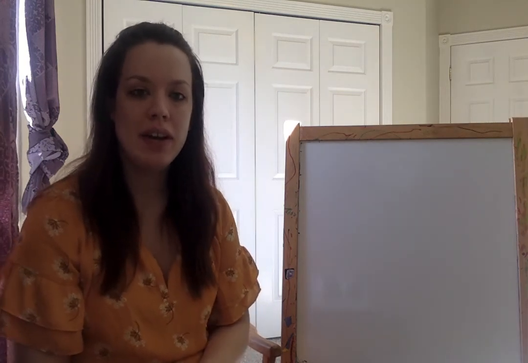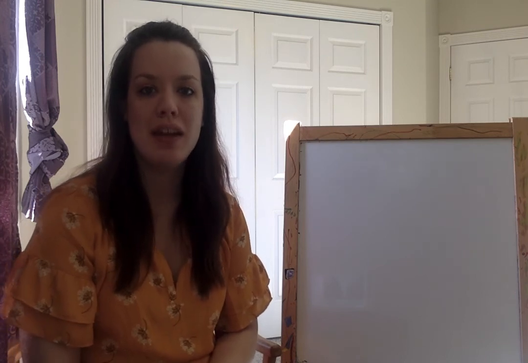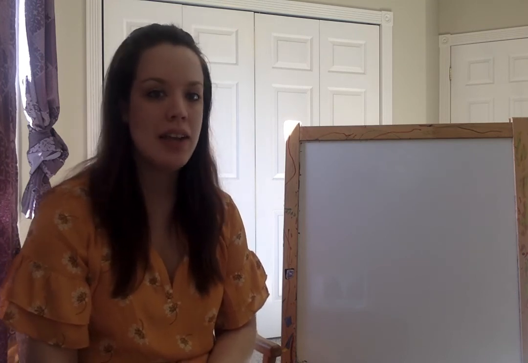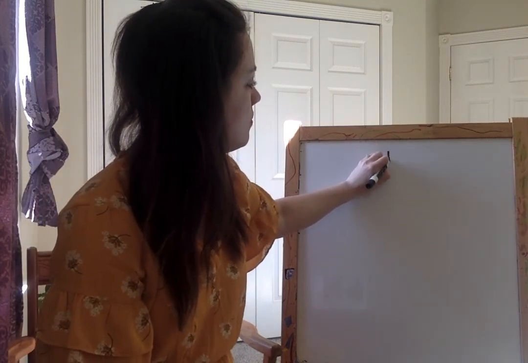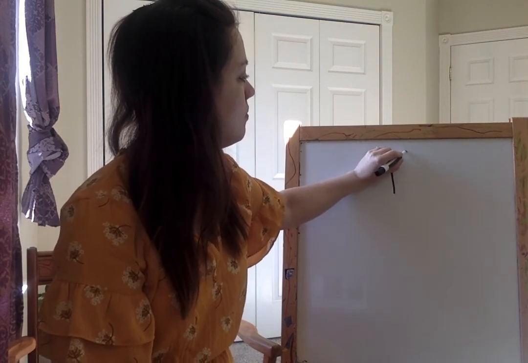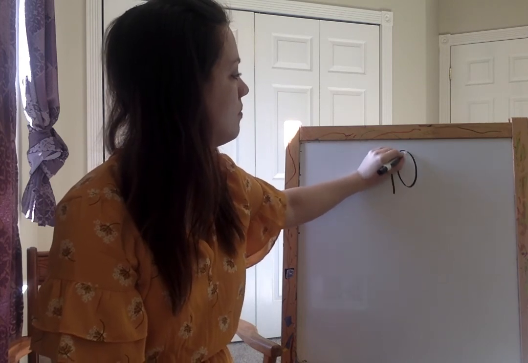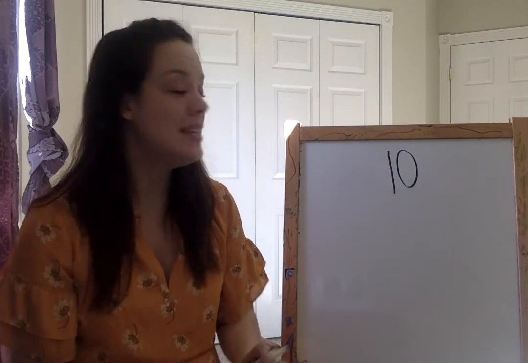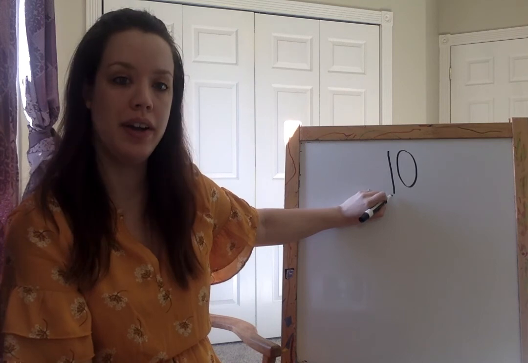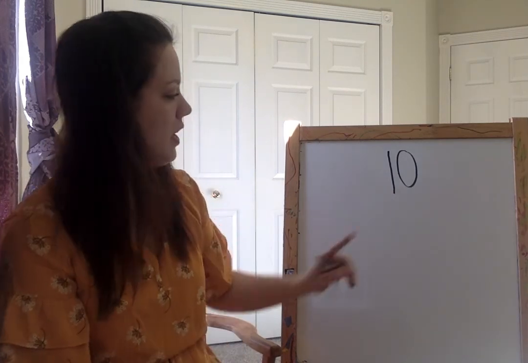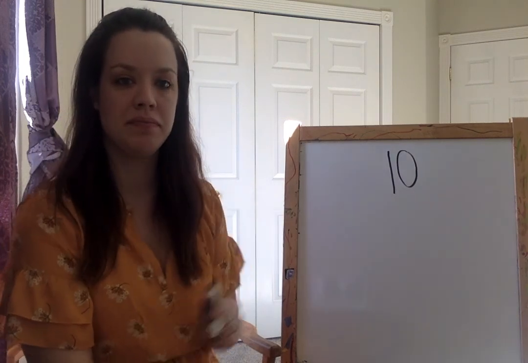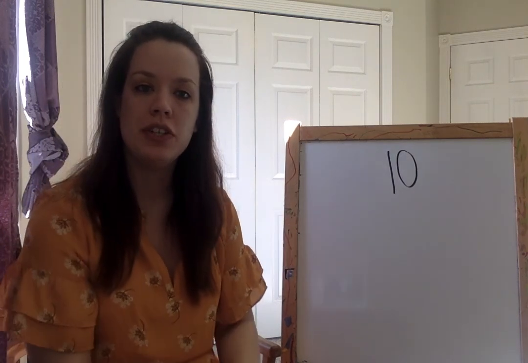Today in math, we are going to look at ways to make the number 10. Let's start by writing the number 10 on our board. A 10 has a 1 and a 0. Let's practice saying that number together. 10. What are some other ways we could show the number 10?